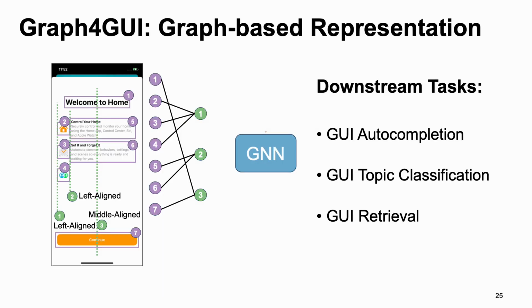In summary, compared to other data-driven approaches, our graph-based representation enhances the understanding of GUI structure, thus improving the explainability of the model. This capability allows our representation to effectively execute various downstream GUI tasks.